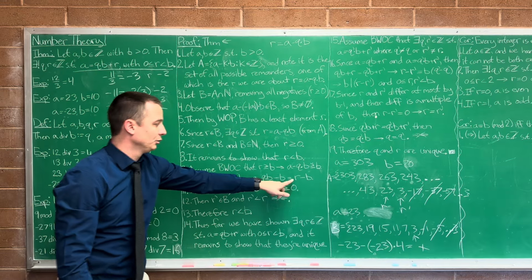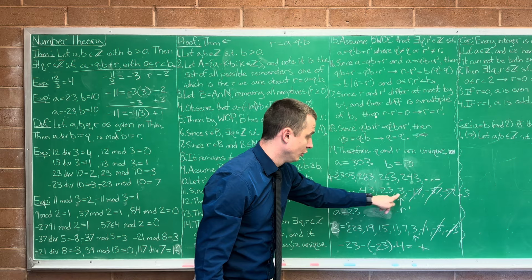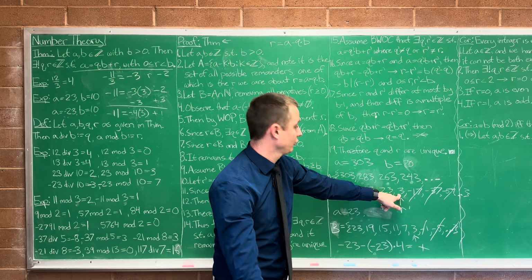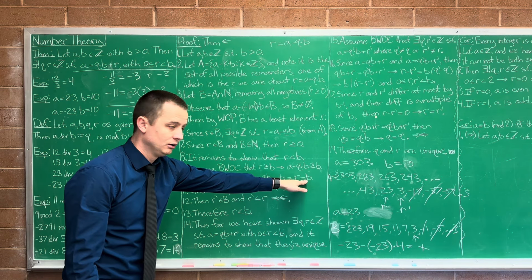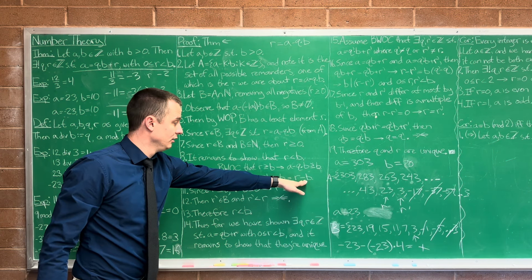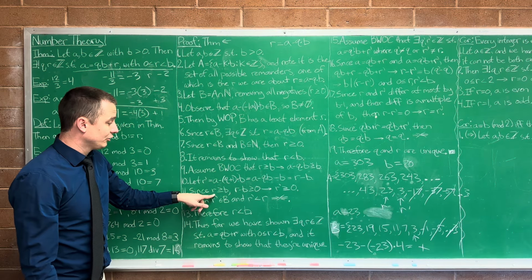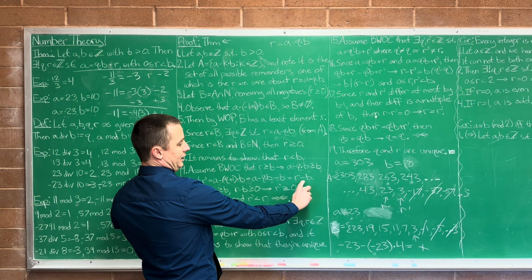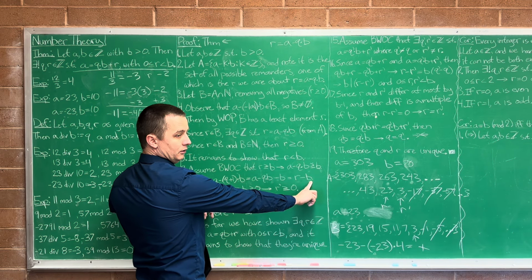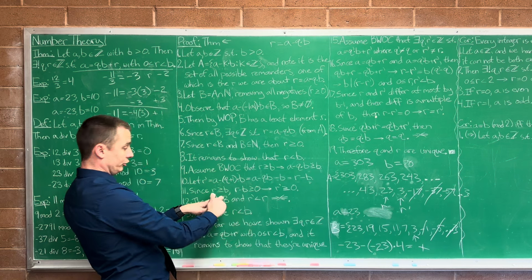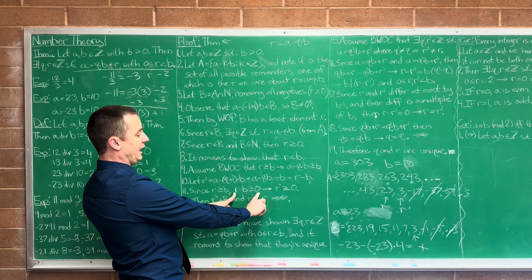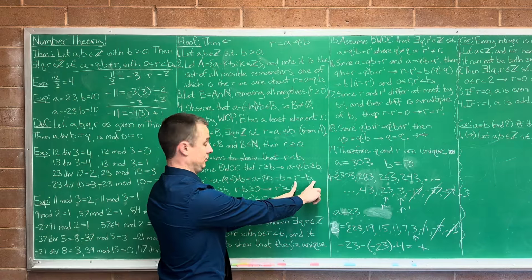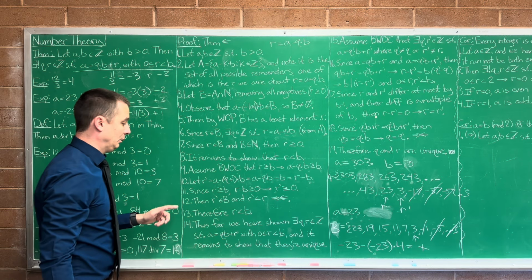So r prime then is equal to r minus b. It's just b away from r. Right. If r was 23, then r prime is 3, subtracting another b. Okay. Good so far? Since r is greater than or equal to b, then r minus b must be greater than or equal to 0. And r prime is equal to r minus b. So r prime has to be greater than or equal to 0.